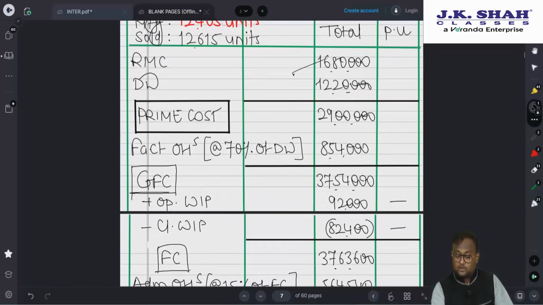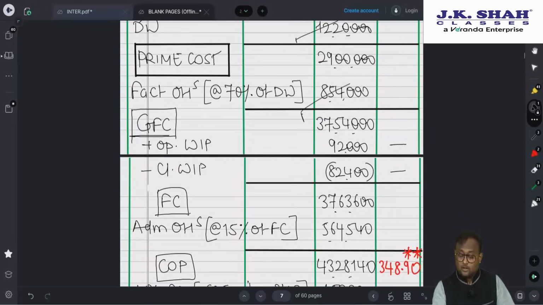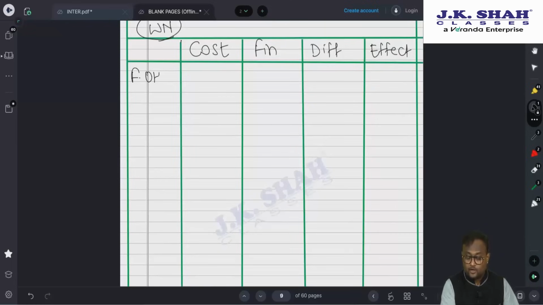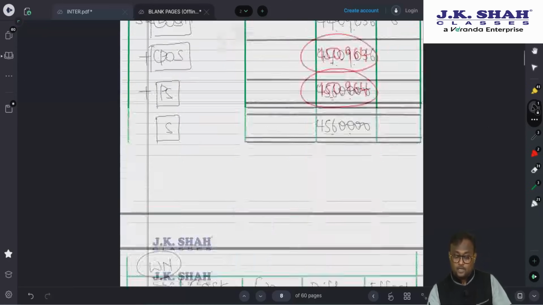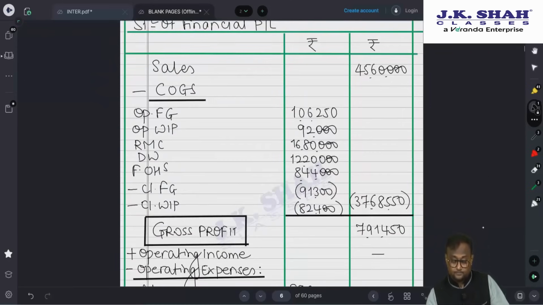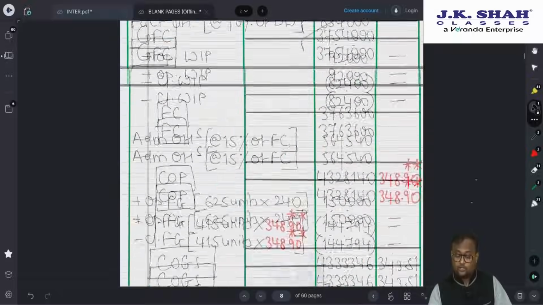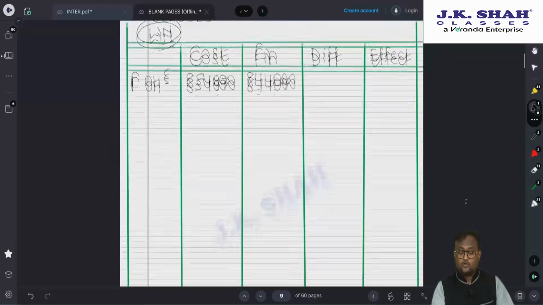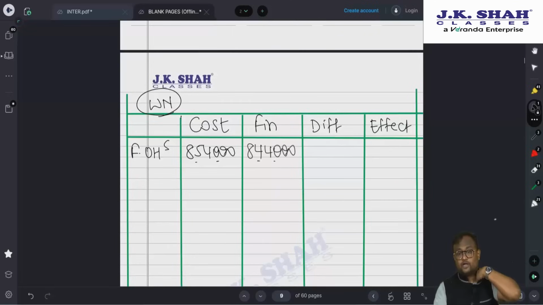Now start comparing things. Raw material consumed and wages are same in finance and costing both. Factory overheads 8,54,000 in costing and 8,44,000 in finance. I am starting with costing figure first, then financial figure. Difference is positive 10,000. If the difference is positive, it is to be added. It is that simple.